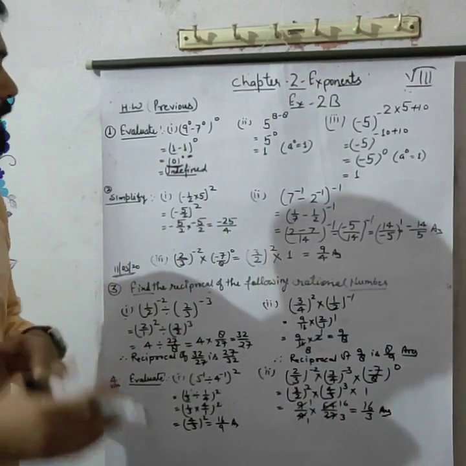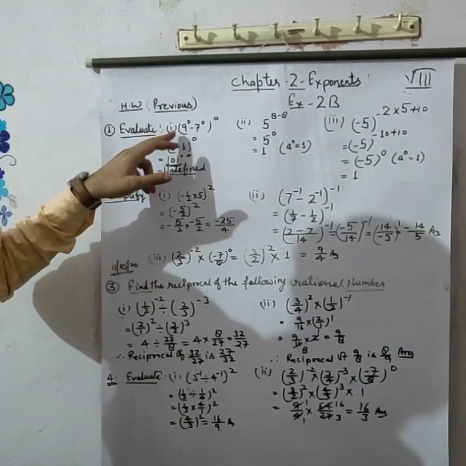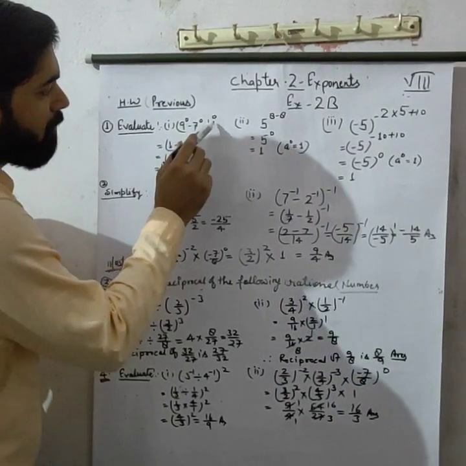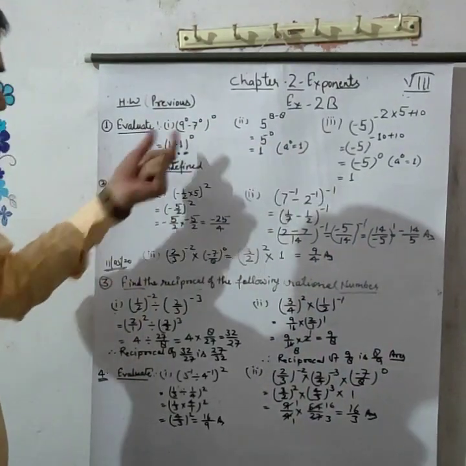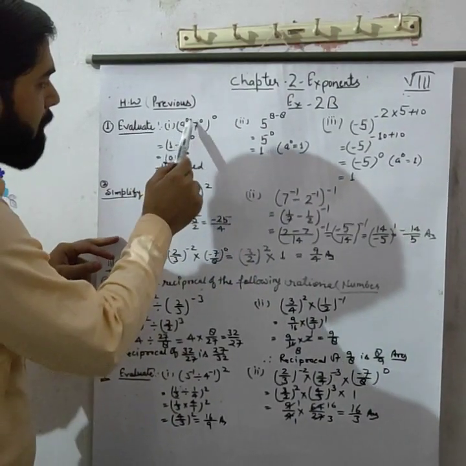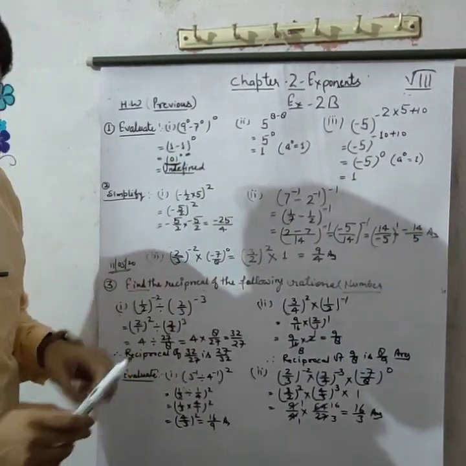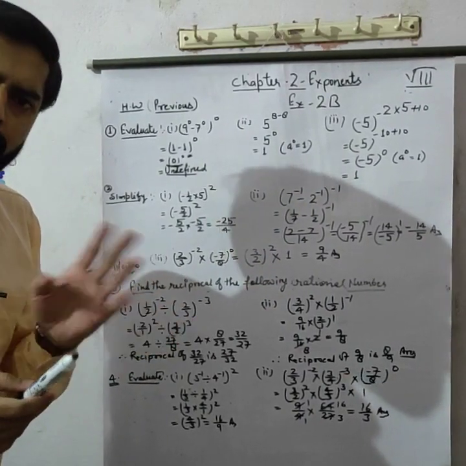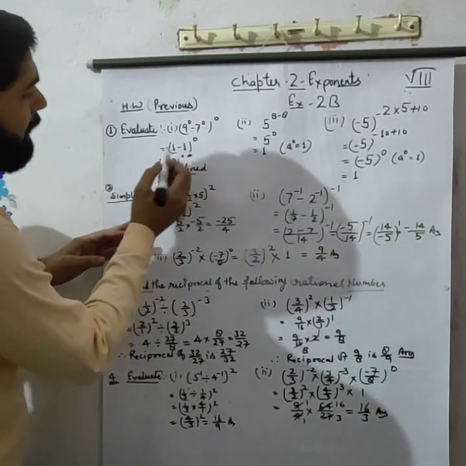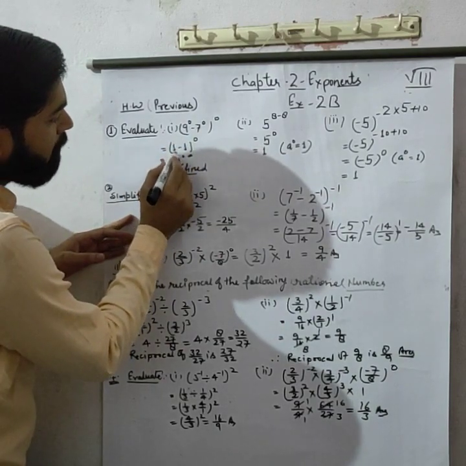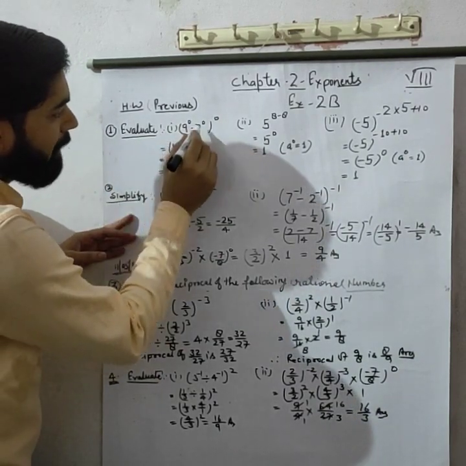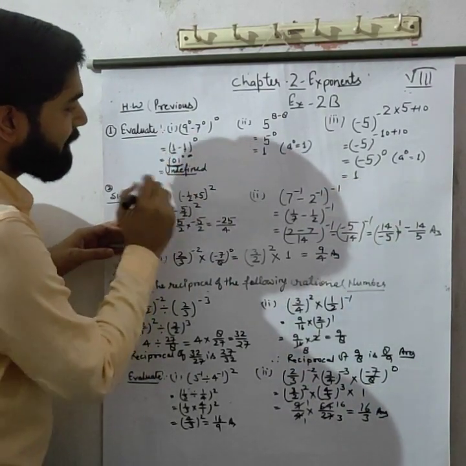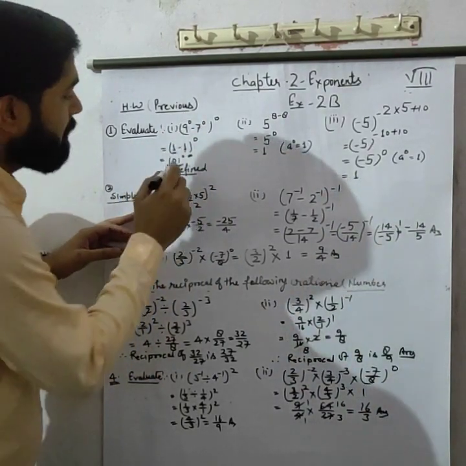I have given some questions for the homework, and the first is (9 raised to power 0 minus 7 raised to power 0) whole power 0. Look at this question. Here is 9 raised to power 0 and 7 raised to power 0. You know very well, if a number has power 0, then the value will be 1. Good. So we can write 9 raised to power 0 is 1, and 7 raised to power 0 is 1. Then 1 minus 1 is 0.